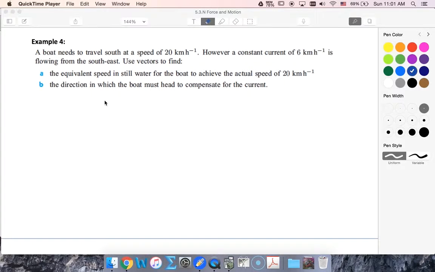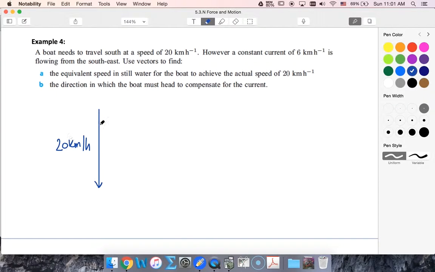All right, I've got a boat needing to travel south at a speed of 20 kilometers an hour. So I'll represent that by a vector that points straight down. And this is going to be my 20 kilometers an hour. So notice this isn't 20 kilometers, this is representing my speed.